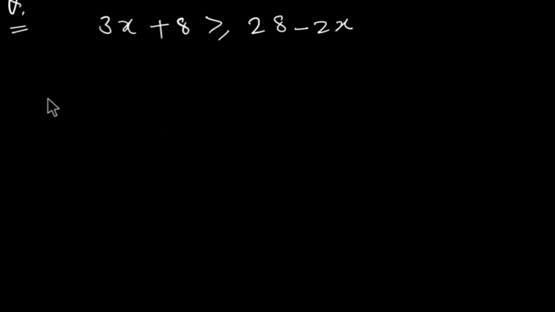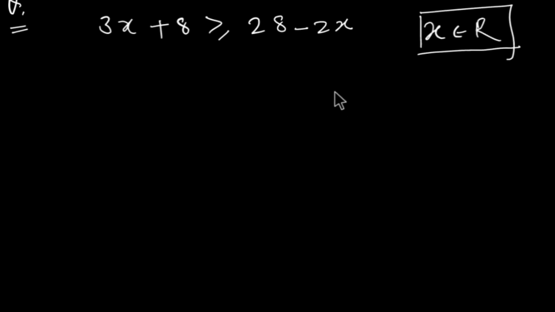So here is one of the questions: 3x plus 8 is greater than or equal to 28 minus 2x. And x belongs to the real numbers. You know what a real number is? All the rational and irrational numbers are real numbers. So what should be the answer or solution set of this question? Let's try to solve this.